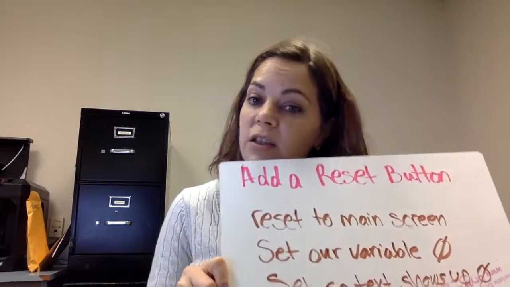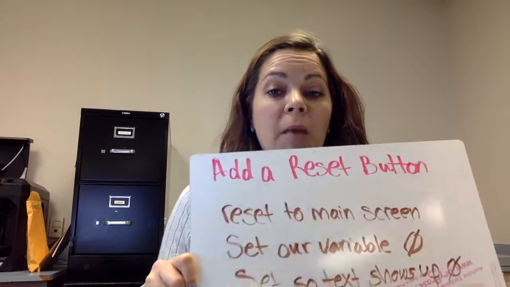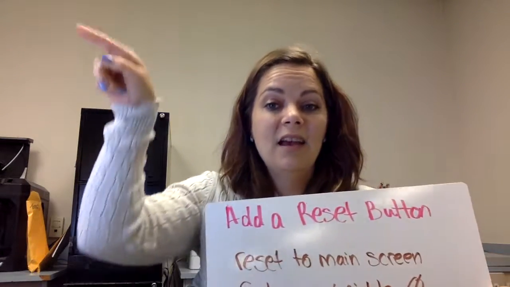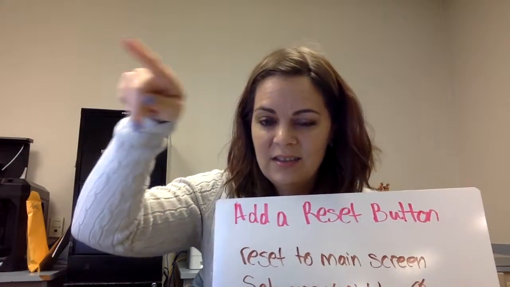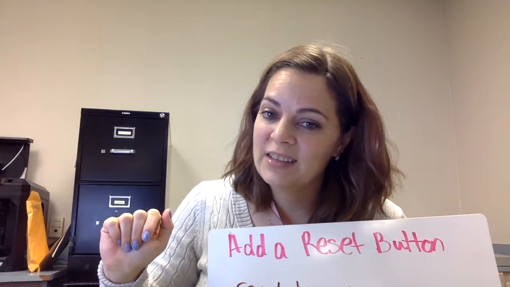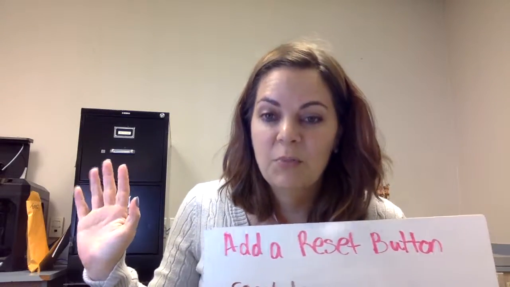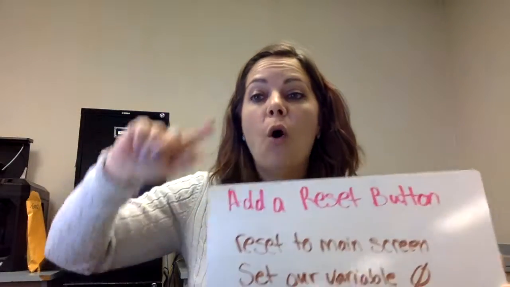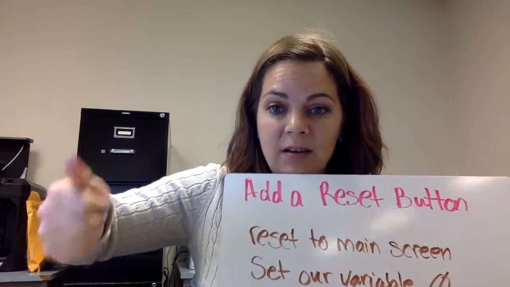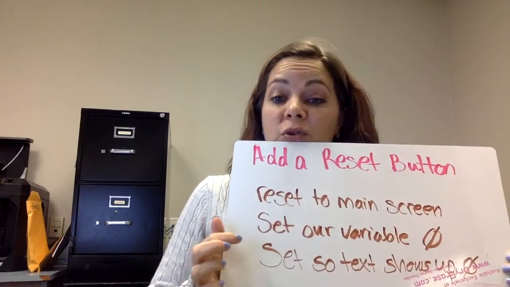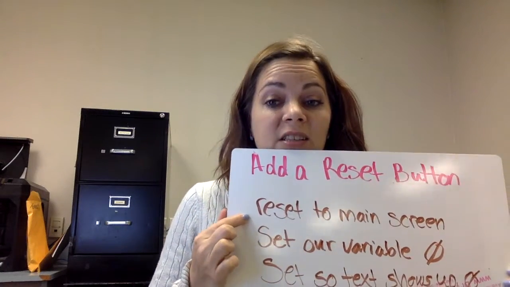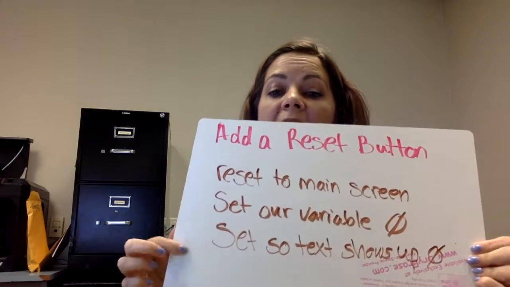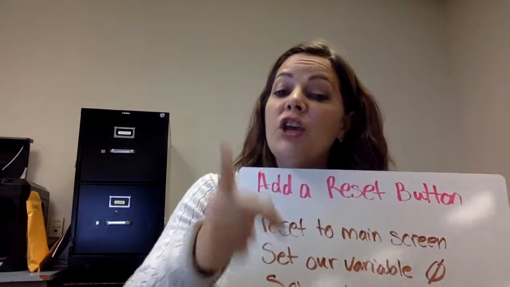You guys have already learned set screen. So you make sure you have your set screen to be to our main screen. And in that same encapsulation, which is what this is called, or modulation is also what it's called. There's always 2 words in everything in computer programming. But it's encapsulated, meaning we have that event. So on the event that our reset button is clicked, you want to reset our main screen to our main screen, set our variable to 0, and have it so that the text shows up to 0.